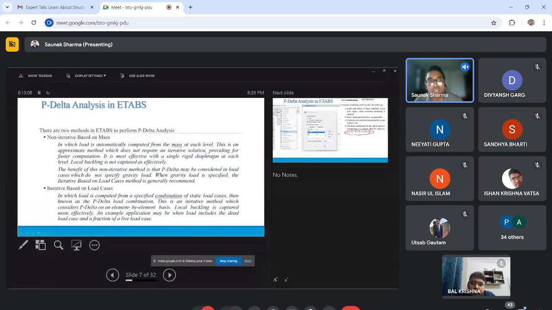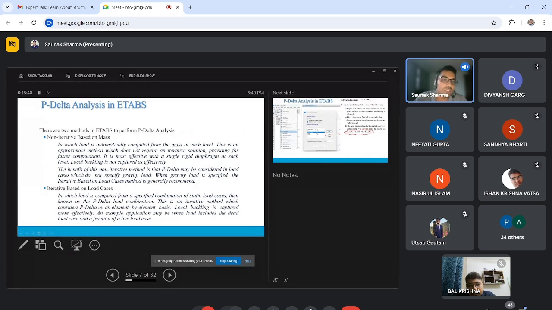Now that was the theory part. Now we will understand how it is done in software, how the software treats it, and also what the process of doing this P delta analysis is, what the methods are, how many types it gives, and how many approaches we have for P delta in ETABS. There are two methods in ETABS to perform P delta analysis.